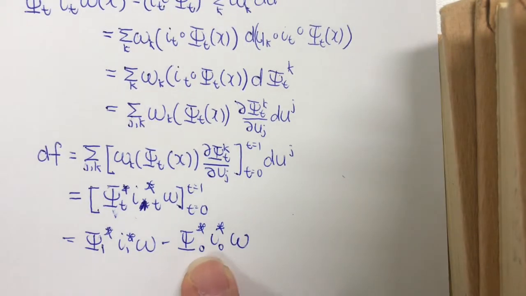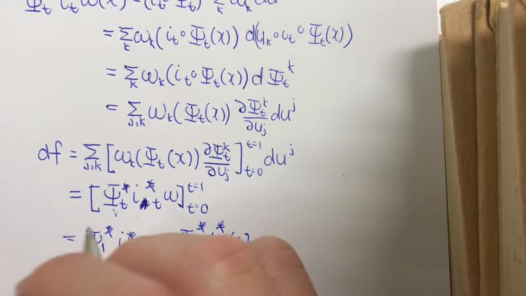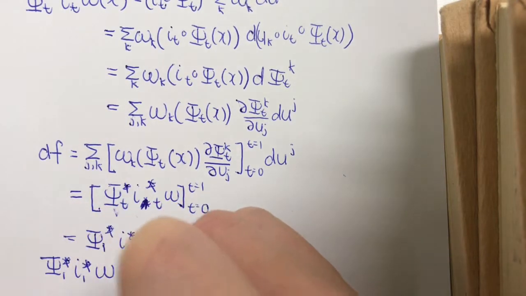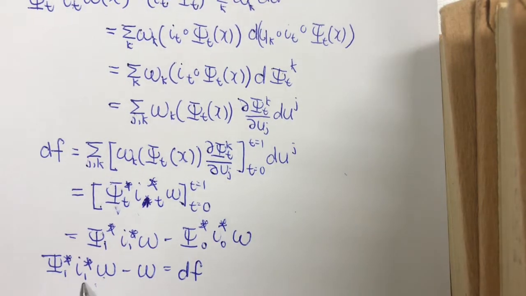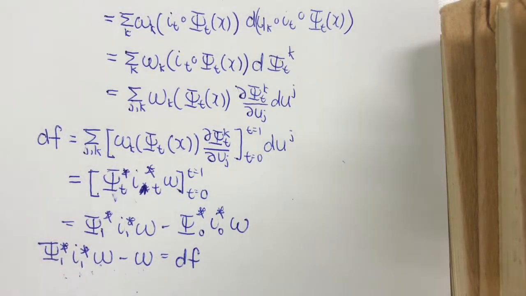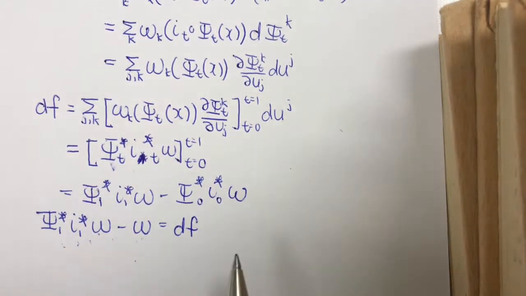since when t equals 0, psi naught is just the identity map on M, and also i naught is also the identity map on M. So we have finally proved that the two pullbacks, the pullback of omega on M to sigma, and sigma back to M, minus omega, actually equals df, which represents that these two are of equivalent class, and hence the de Rham cohomology group of M and the de Rham cohomology group of sigma are isomorphic.